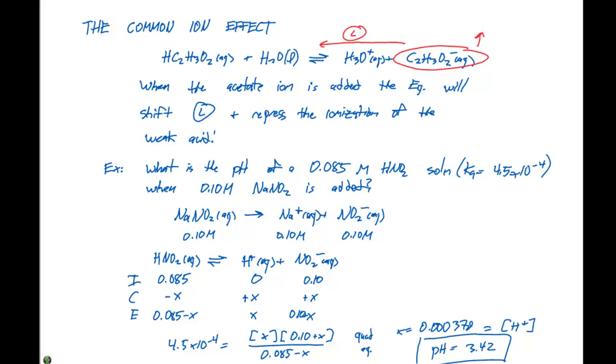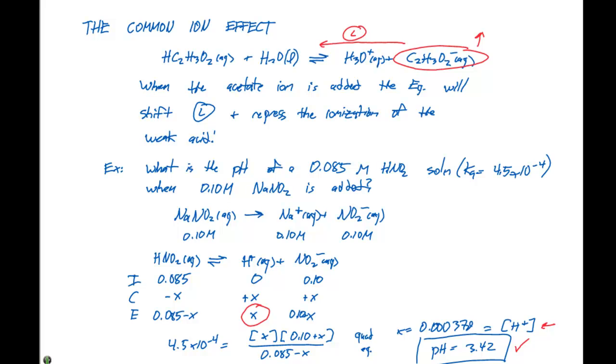Okay, so the common ion effect introduces an initial concentration of one of our products, in this case NO2 minus. So we set up the same equilibrium expressions. We solve for X, which in this case is the equilibrium concentration of H plus, which allows us to calculate the pH from the negative log of that. And here our pH value for this problem is 3.42.